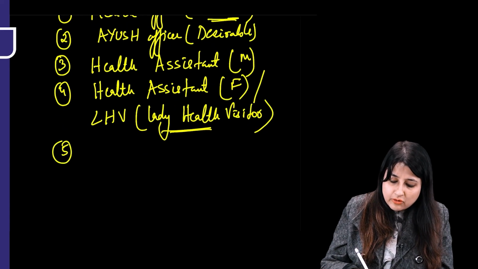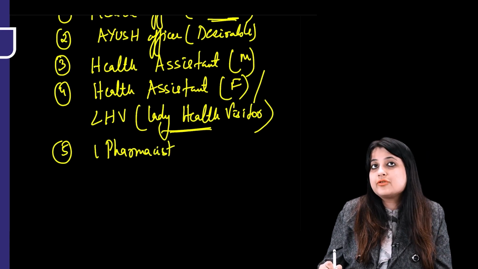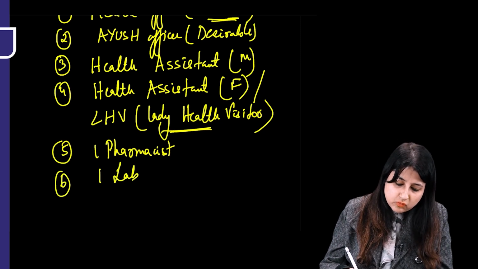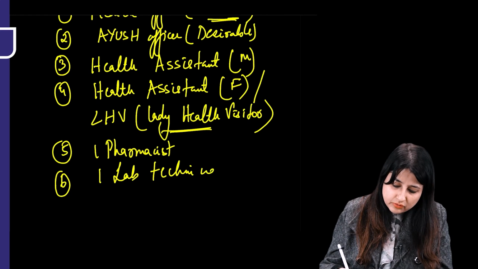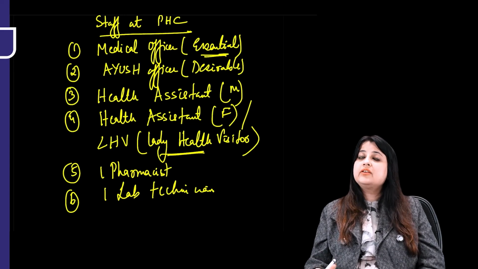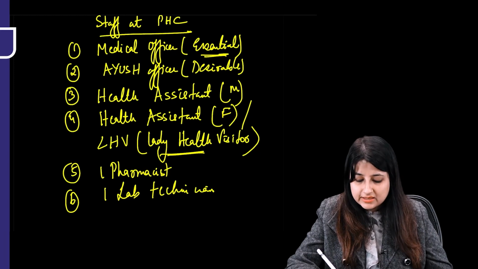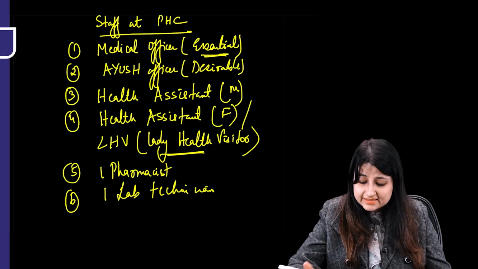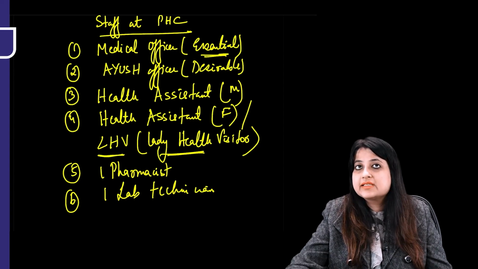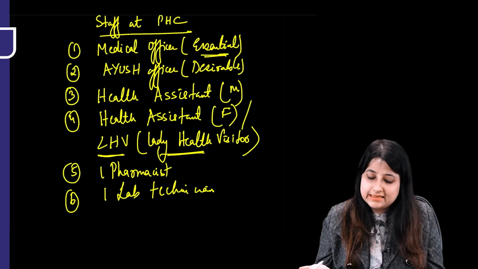Other than this, we are also having one pharmacist. Technically, a pharmacist in India should be present for every 10,000 population. One pharmacist, one lab technician. They are the most important staff posted at PHCs. We can't do all the staff members, but the most important ones: medical officer essential, Ayush officer desirable, health assistant male and female. Health assistant female also goes by the name of lady health visitor. Then we also have a pharmacist and a lab technician.